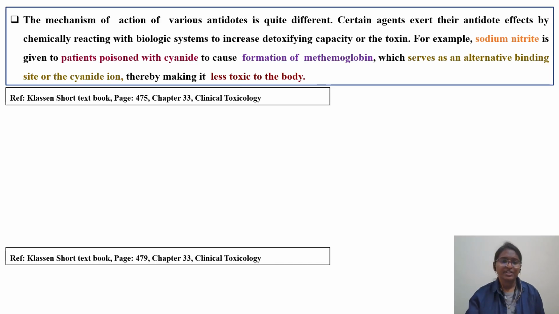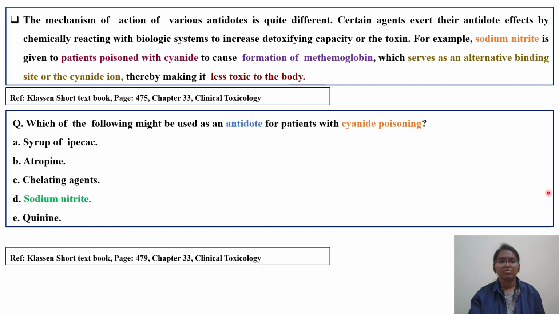in continuation of this clinical toxicology, let's go through the mechanism a little. It is mentioned on page number 475. Various antidotes will activate different mechanisms. Particularly, sodium nitrite, when given to a poisoned patient, forms methemoglobin. This methemoglobin acts as an alternative binding site. So instead of cyanide binding to Fe2+ in hemoglobin, it will bind to Fe3+ in methemoglobin, thereby causing less toxicity in the body.